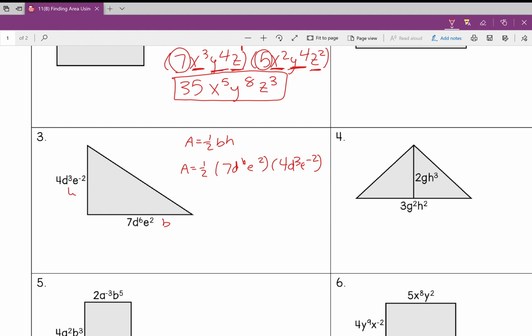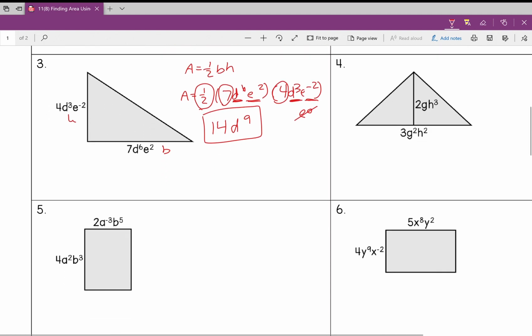So let's first look at our coefficients. We have 1/2, 7, and 4. So 7 times 4 is 28, and half of 28 is 14. Then let's look at our common bases. We have d to the 6 and d to the 3, which becomes d to the 9. Then we have e to the 2 and e to the negative 2. When we add 2 plus negative 2, we get 0. Remember, anything to the 0 power, so e to the 0 power, is 1, so it just cancels out. So this is our answer.